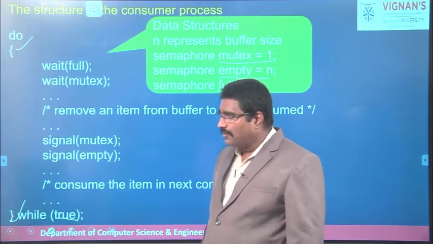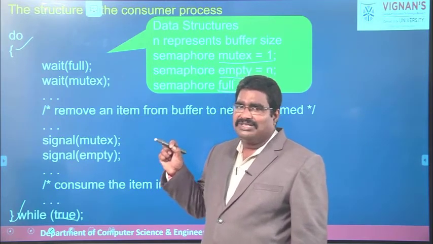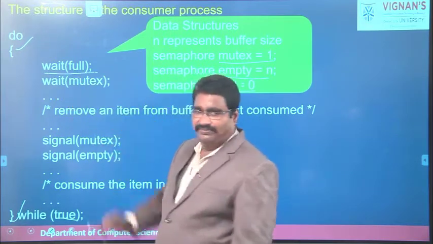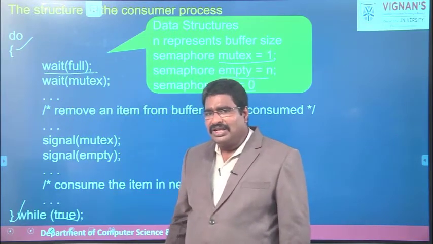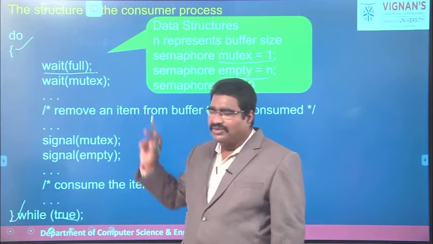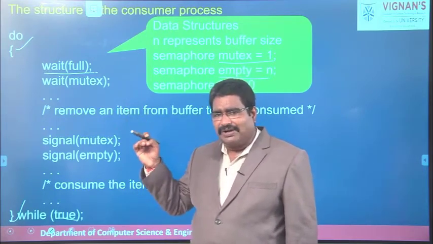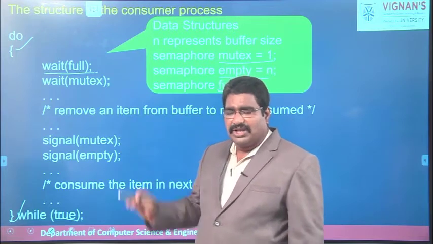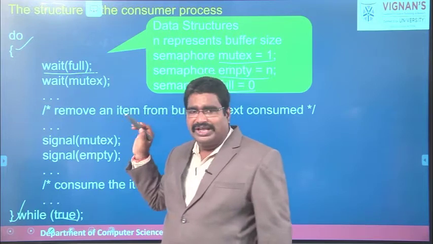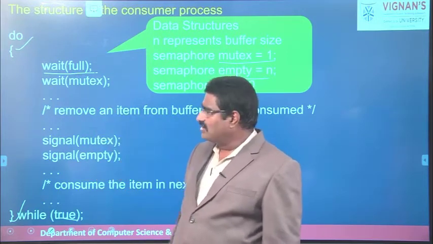So here in the consumer process, the first task is that the consumer needs to verify whether an item is available in the buffer or not. For that reason, it simply calls wait full. Full is a counting semaphore. Its value represents how many objects are available in the buffer. What is the role of the wait function? If the full value is greater than 0, it is simply decreased by 1 and the process comes out of the wait function. If the full value is equal to 0, this process needs to wait in the wait function until full is greater than 0, then only it is decreased by 1 and comes out of the wait function.